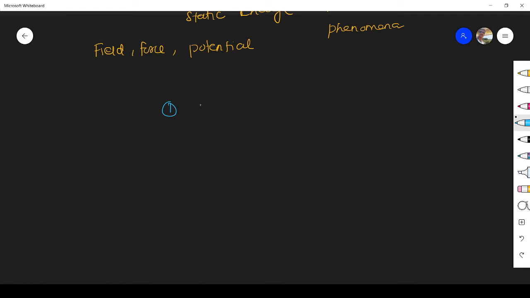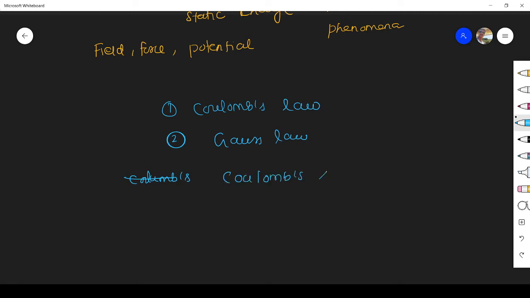Right? So electrostatics is governed by two important laws. One is Coulomb's law. Second one is Gauss law. In this video we see Coulomb's law. Gauss law we will deal with later. Okay. So, Coulomb's law. Coulomb's law is dealing with the static charge, as I told.